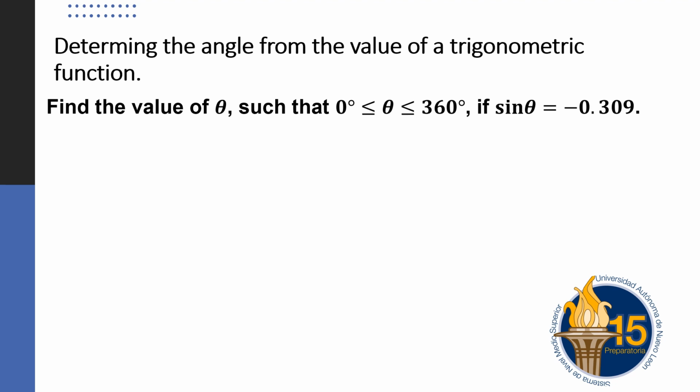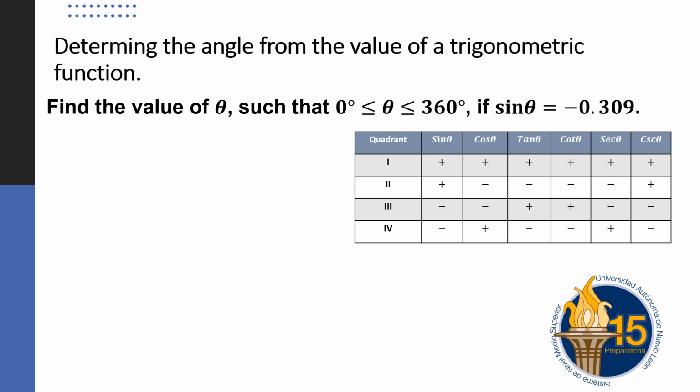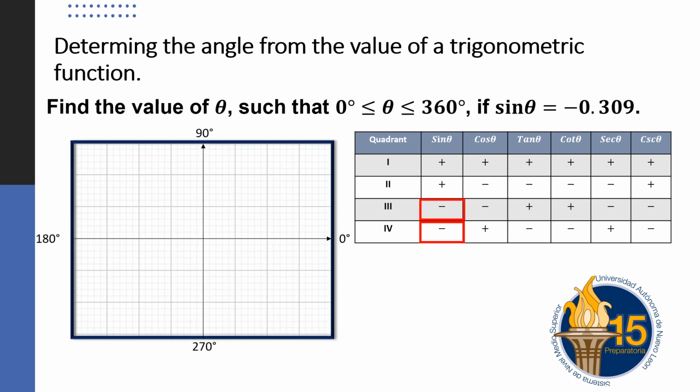First, we need to use the chart that we saw previously to check the quadrants where the angle is located according to the sign of the function. In this example, sine is negative. That means that one angle is on quadrant 3 and the other angle is on quadrant 4. Then, we apply the inverse of sine of the absolute value of minus 0.309. That is the inverse of sine of 0.309, and that equals 18 degrees. This angle is then the reference angle.